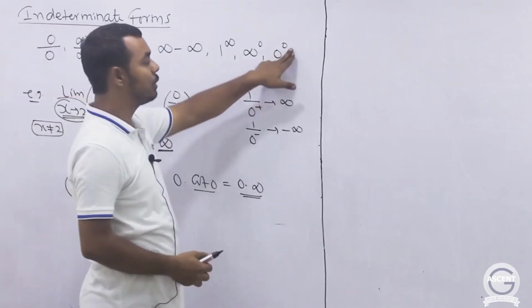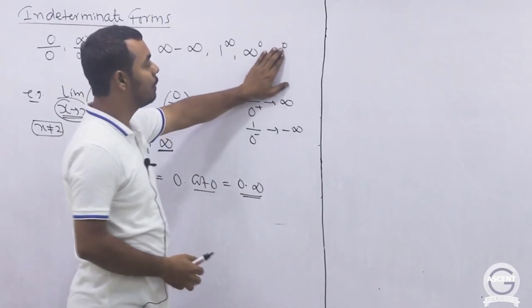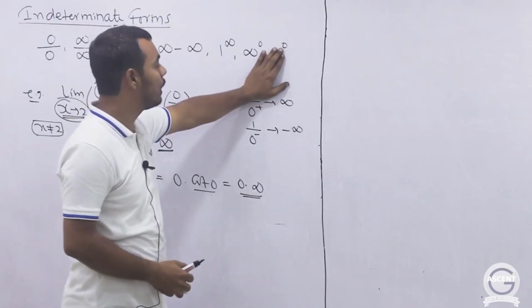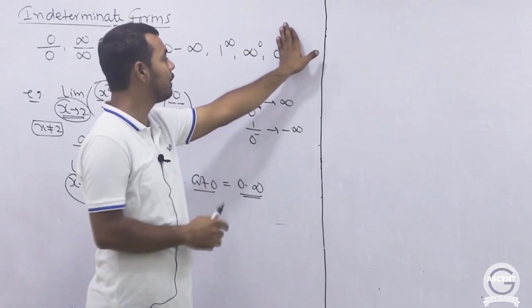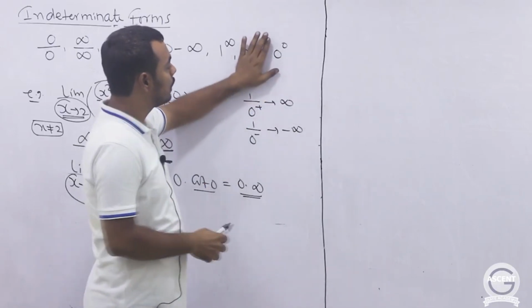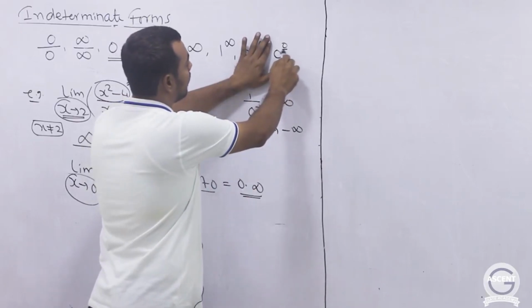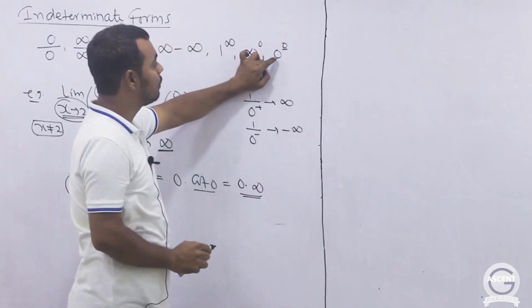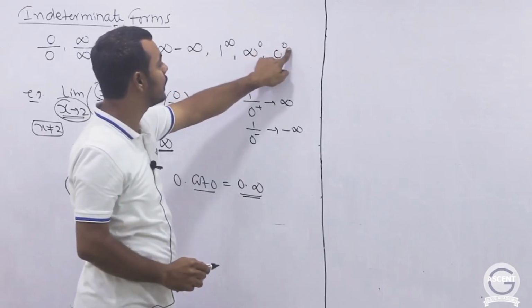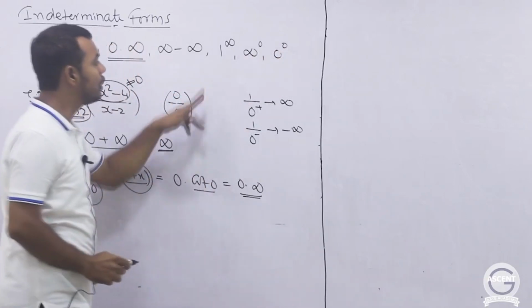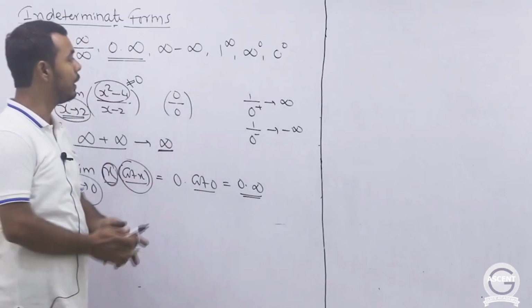If you see 0 to the power 0, then any finite number raised to the power 0 is 1. Any 0 raised to the power of any finite number is 0. So if you see the exponent only, then this should be 1. But if you see the base only, then this should be 0. So therefore 0 to the power 0 is an indeterminate form. Using similar logic, you can show that these all are indeterminate.